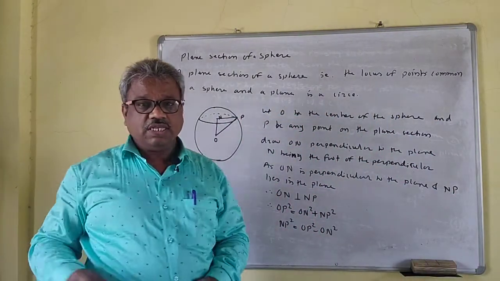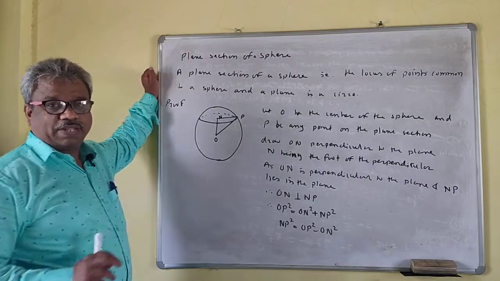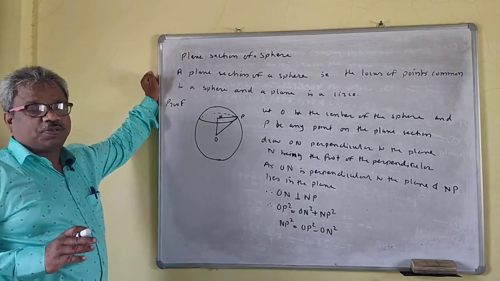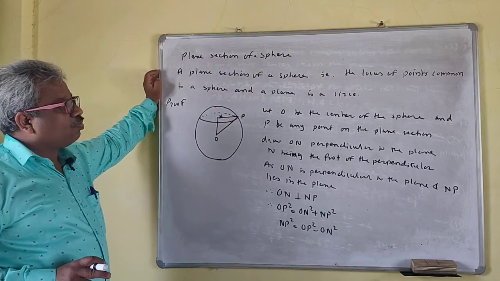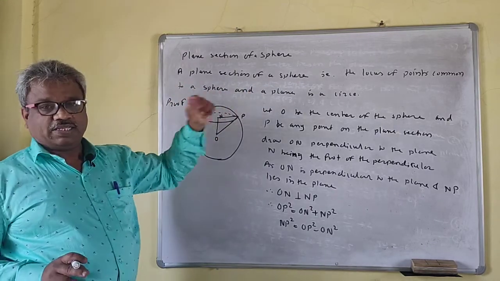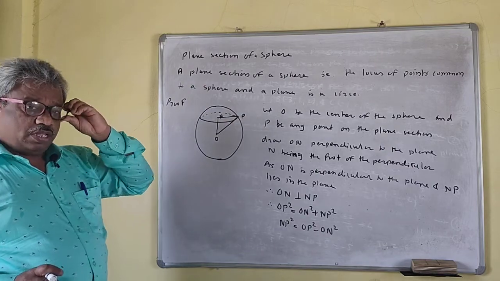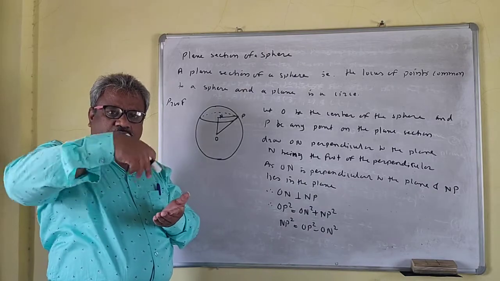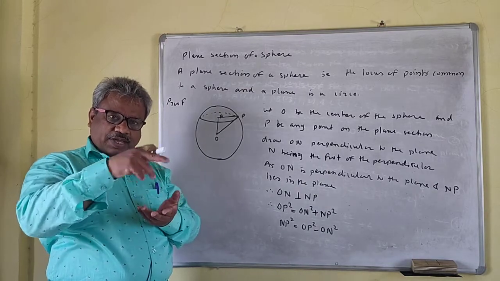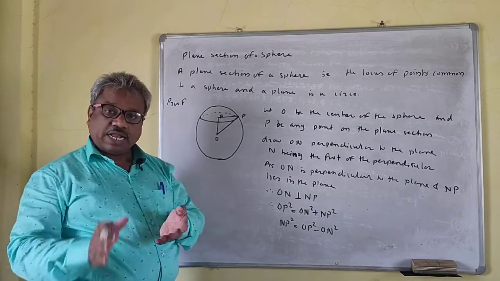Now we'll see the section of a sphere by a plane. The plane section of a sphere, that is, the locus of the common points of the sphere and plane, is a circle. That is what we have to prove. That means if you take the plane section of the sphere, the common points which lie on the plane and the sphere form a circle. That is what we want to prove.